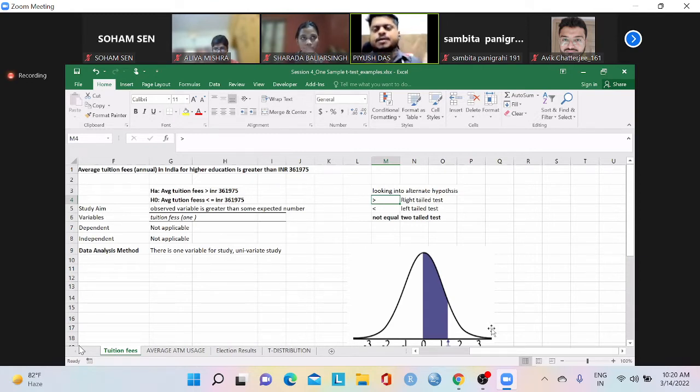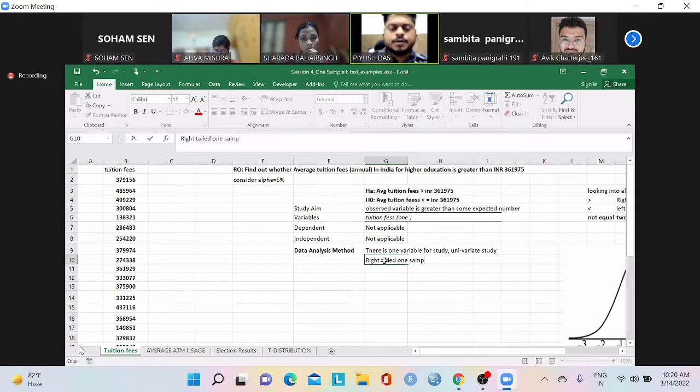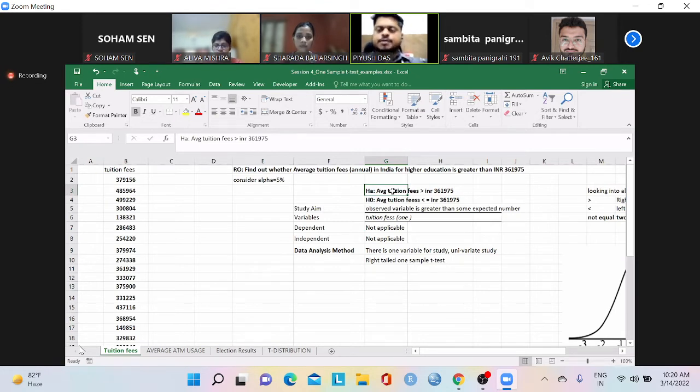So if there is a greater than symbol in my alternate hypothesis, I know that is a right tail test. So my data analysis method will be a right tailed one sample t-test. You can say Z test also, why not Z test, that we'll discuss. But right tailed, because my alternate hypothesis has the greater than symbol. I want to find out whether my variable is greater than a certain number given to me in my research objective. That's why I look at the right side of this distribution.